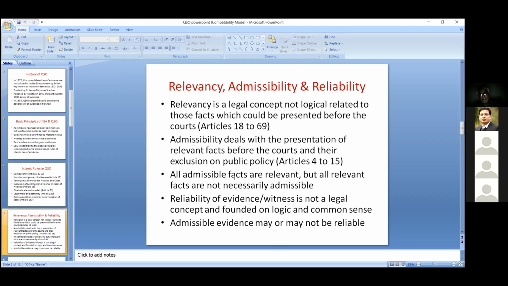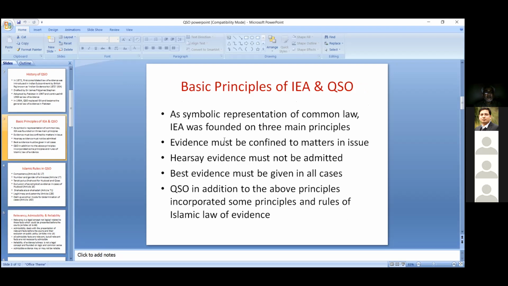Coming to another point, relevancy, admissibility and reliability are the foundational concepts of the law of evidence, Qanun-e-Shahadat Order and the Indian law of evidence. Whenever we ask what kind of evidence is given in evidence law, let me go back to another slide which I skipped during the course of discussion, because I have to connect this slide to that one, and that deals with the basic principles of the law of evidence.